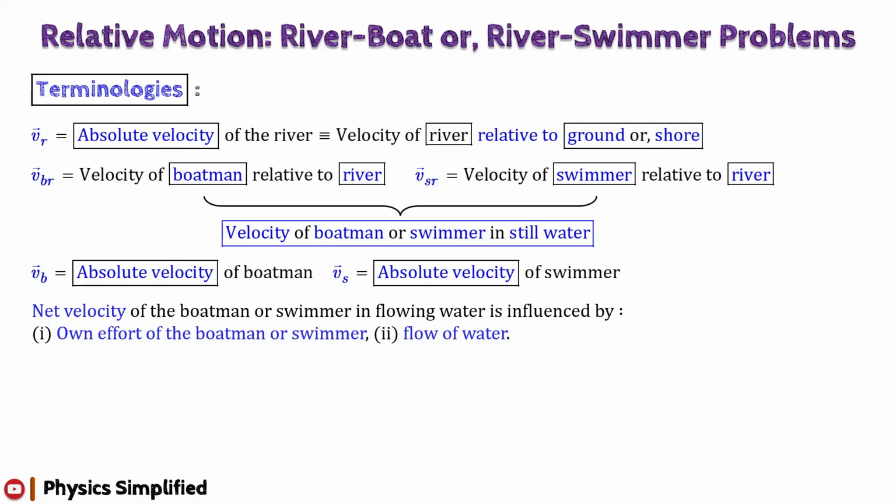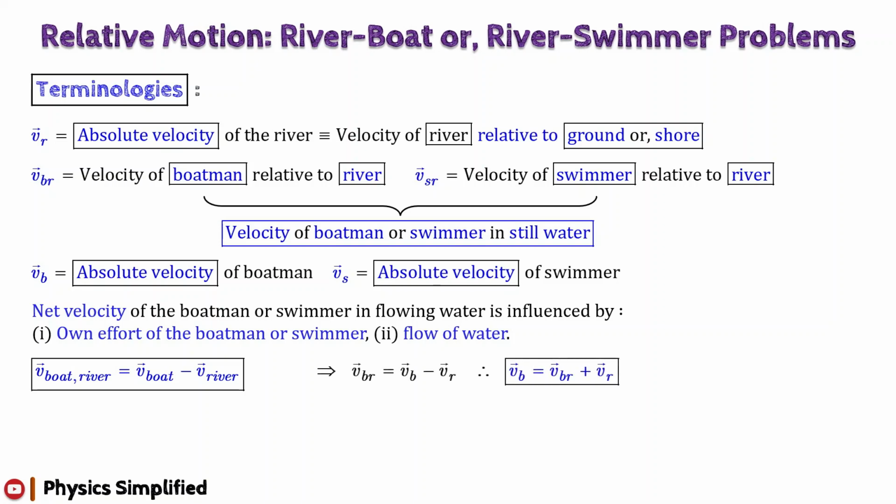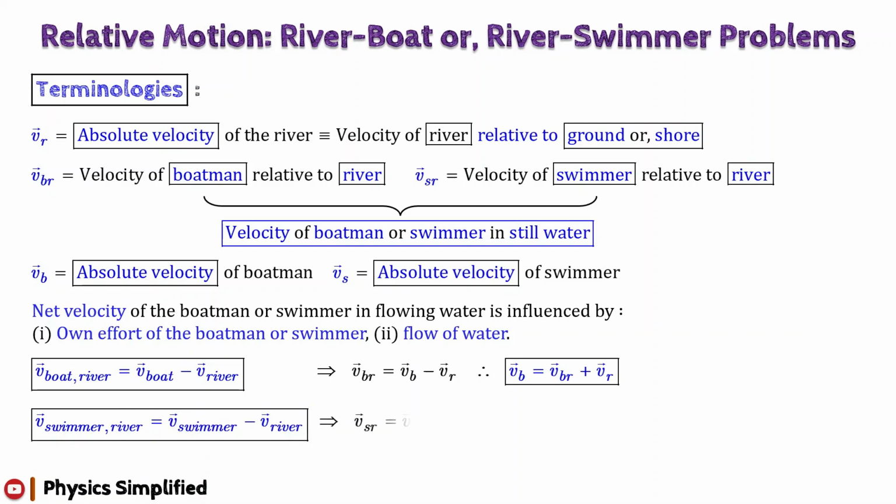By using the general equation of relative velocity, we can write, velocity vector of a boatman relative to the river, is equal to the vector subtraction, of the absolute velocity of the boatman, and that of the river. Rearranging this equation we get, the absolute velocity of the boatman, given by vector v suffix b, is equal to, vector v suffix br, plus, vector v suffix r. Similarly, the absolute velocity of the swimmer is given by, vector v suffix s, is equal to, vector v suffix sr, plus, vector v suffix r.